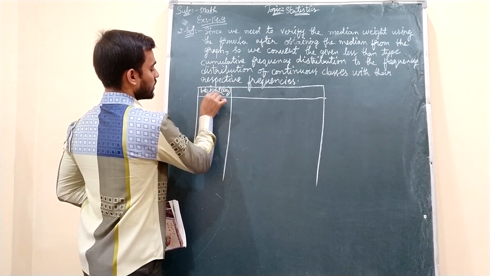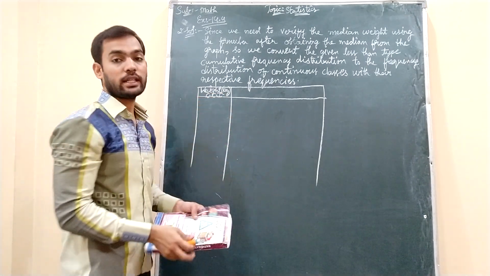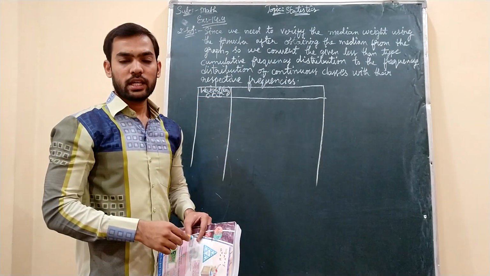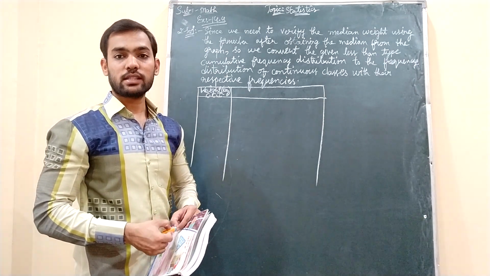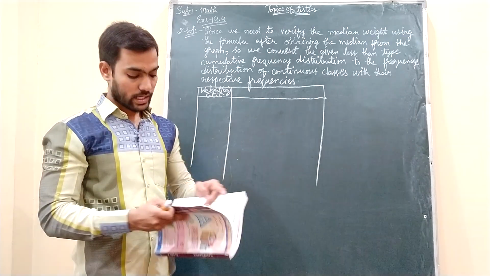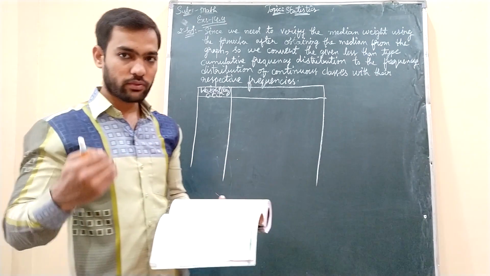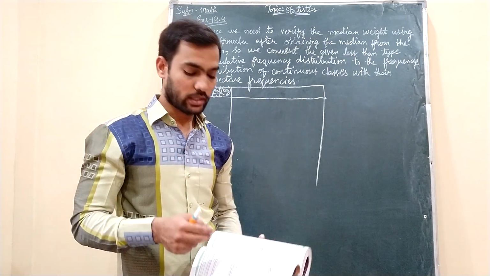So here we need to convert this into CCI, which means continuous class intervals, we are writing over here. If you see in the question, it is given that less than 38, less than 40, less than 42, like this it has been given. Okay, so if you see 38, 40, 42, there is a difference of 2, right?